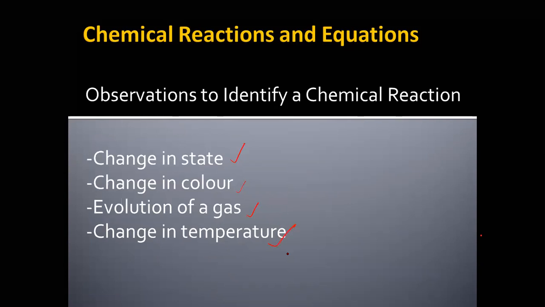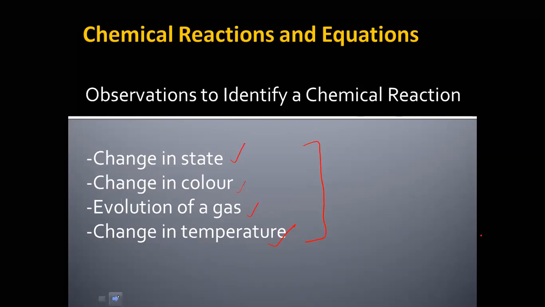Change in temperature. After a chemical change, there might be a change in temperature also. The temperature can be raised, or it can be lowered. Suppose a reaction is taking place at room temperature, nearly 25 degrees Celsius. After the change, the temperature also gets changed to 50 degrees Celsius. You can easily identify there might be some chemical reaction. So these are basically the observations you make during a chemical reaction.